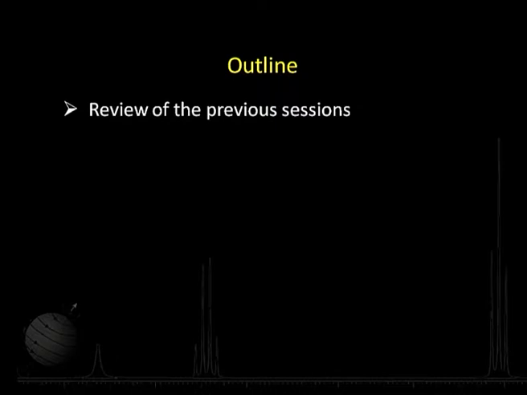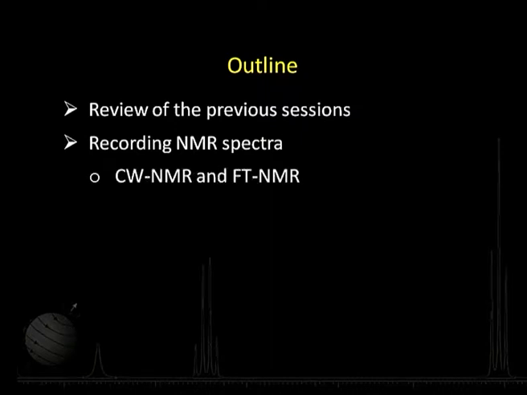Today we will continue our discussion and talk about recording of NMR spectrum and the characteristics of the spectrum we get in the process. The session is planned as follows: to begin with, we will take a brief review of the previous sessions. Thereafter we will talk about recording of NMR spectra. We will talk about two ways of doing the same. One is CW NMR, that is continuous wave NMR, and second is FT NMR.